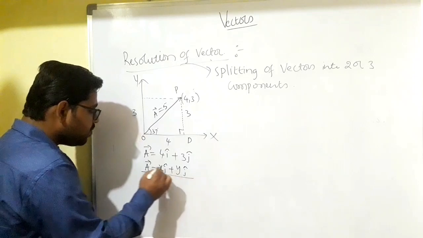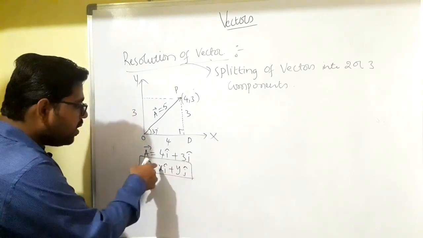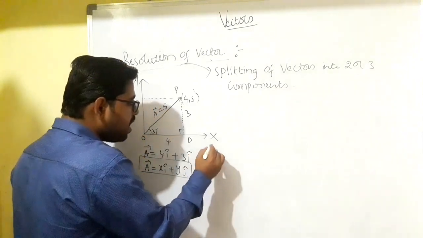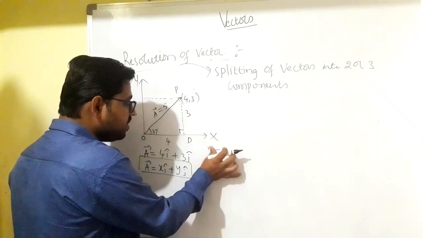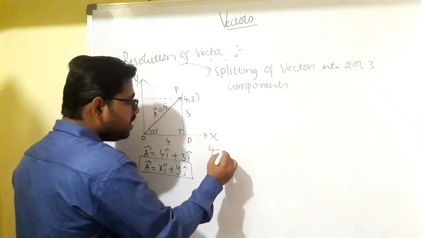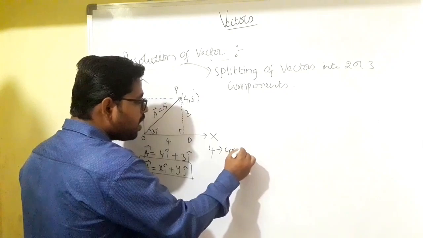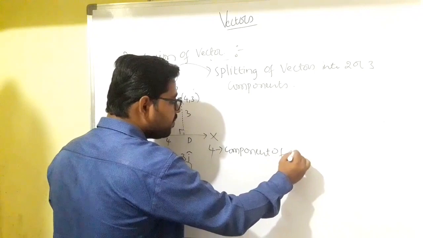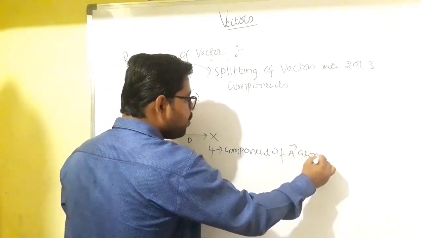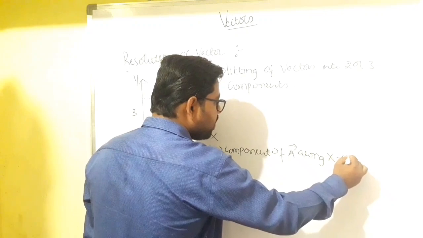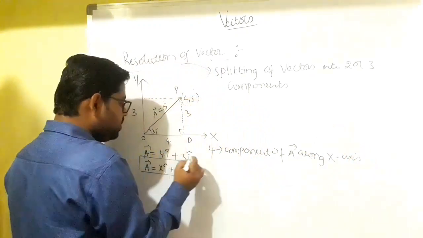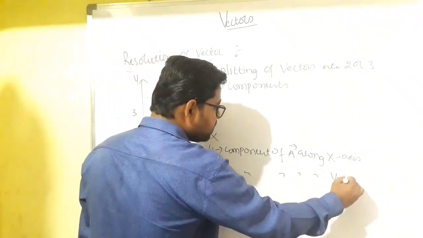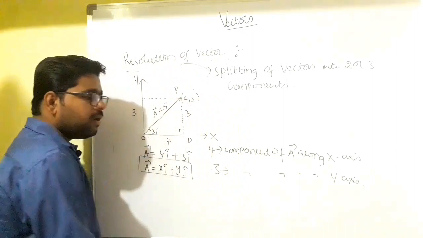Now what is x? What is y? I want to find out x; I should get a value of 4. So 4 is nothing but the component of the vector along the x-axis, and 3 is nothing but the component of the vector along the y-axis.